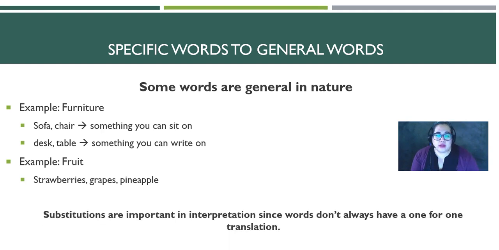So the point of substitutions is that they're important in the interpretation because words don't always have a one-for-one translation. Not all words have that sign. For example, we know that sofa, chair, desk, table has a sign that's furniture. We know that strawberries, grapes, pineapple, apples, and oranges has a sign that's fruit. We know that. But there may be signs that don't have a one-for-one translation.